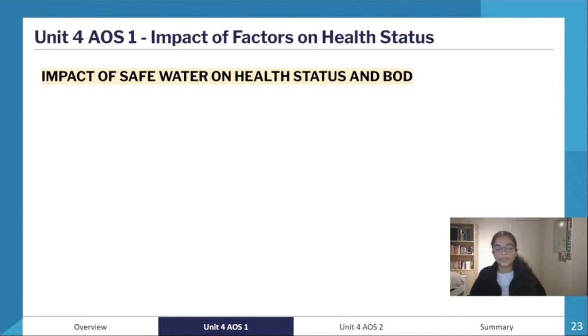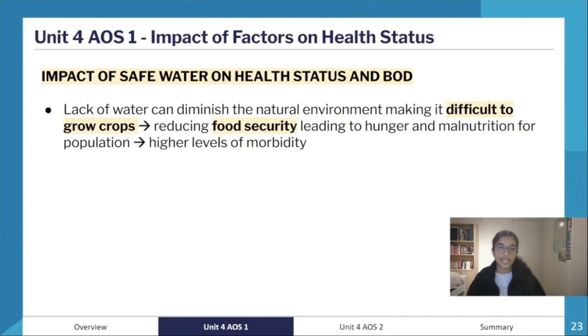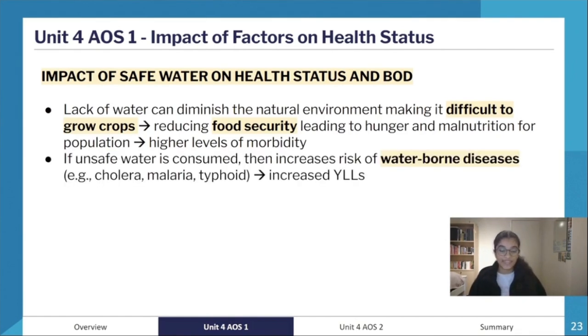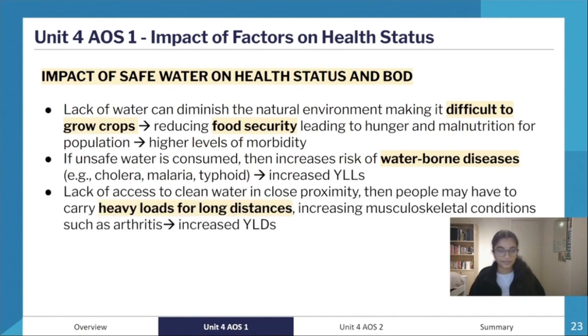if you're asked a question, describe the impact of a lack of safe water on health status and burden of disease and how it contributes to differences, you could say a lack of water can diminish the natural environment, making it difficult to grow crops, right? And that reduces your food security, leading to hunger and malnutrition, meaning there's going to be high levels of morbidity due to malnutrition. And then if unsafe water is consumed, that increases the risk of waterborne diseases like cholera, malaria, typhoid, increasing your YLLs.